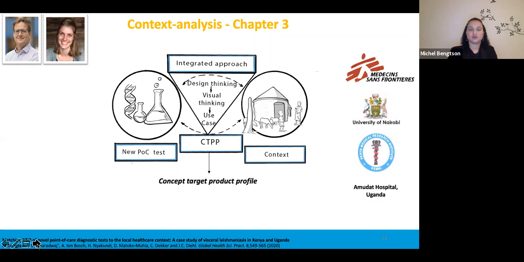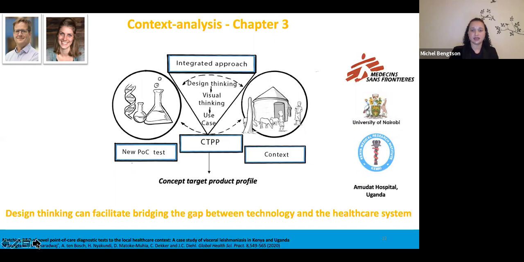In chapter 3, you see our context analysis, and you see how we used the context to give us design requirements for the new point of care test, and also to see where the new point of care test would fit into the context. And the take-home message here is that design thinking can facilitate bridging the gap between technology and the healthcare system where the technology will be used.